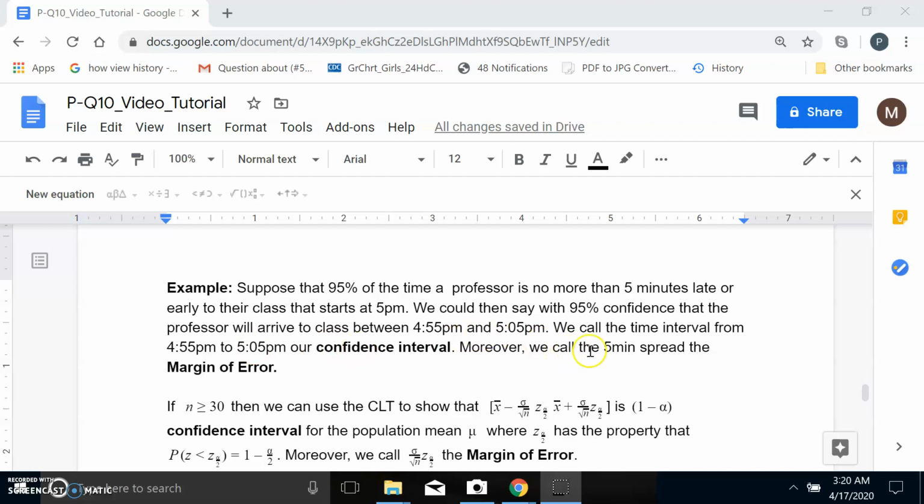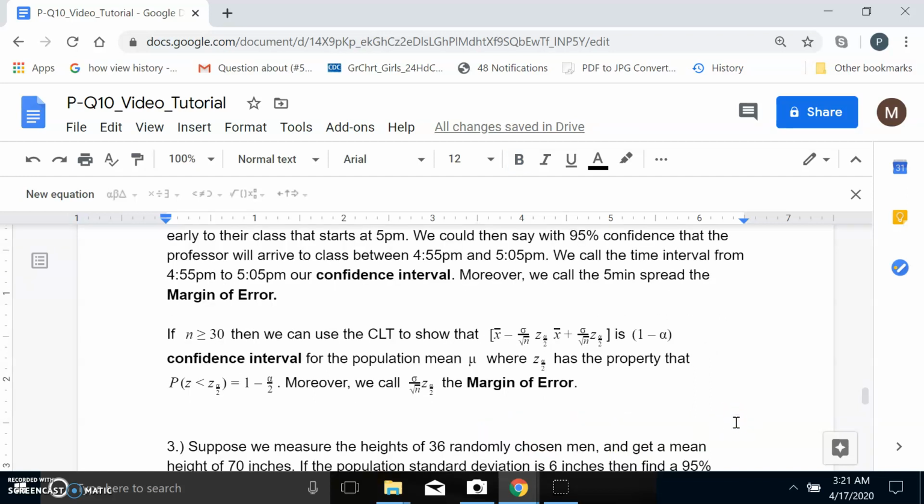Moreover, we call the 5-minute spread, so you're going basically 5 minutes from 5 o'clock back and 5 minutes forward from 5 o'clock, we call that the margin of error. Okay, so if n is larger than or equal to 30, then we can use the central limit theorem to show that, in general, this is how you'd find the confidence interval, a 1 minus alpha confidence interval for a population mean mu, where z alpha over 2 is defined down here. We'll talk about that in a second. Moreover, we call this sigma over square root of n times z alpha over 2 the margin of error.